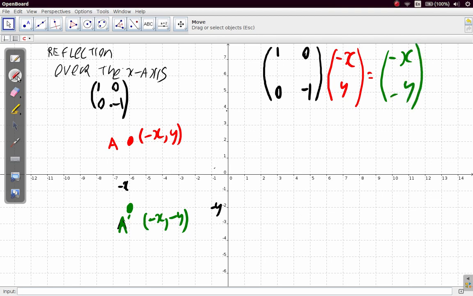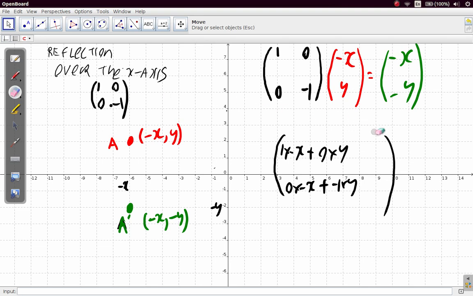Now let's do the multiplication and see if it really would work that way. So what we have is 1 times negative x, which is 1 by negative x plus 0 by y. And here we have 0 by negative x plus negative 1 by y. Now, what matrix would that give us? Is it going to be negative x, negative y?